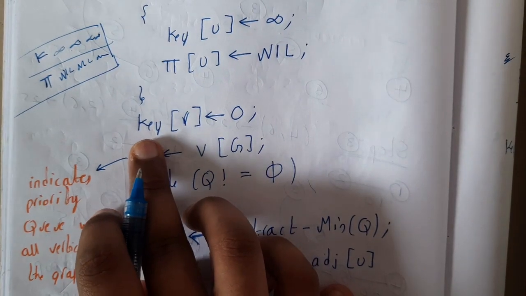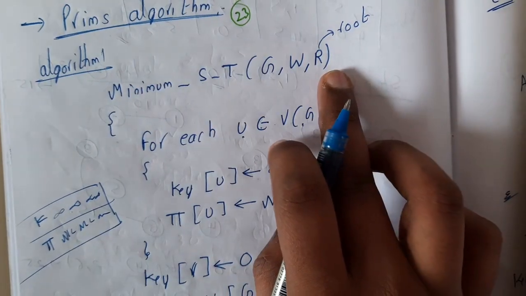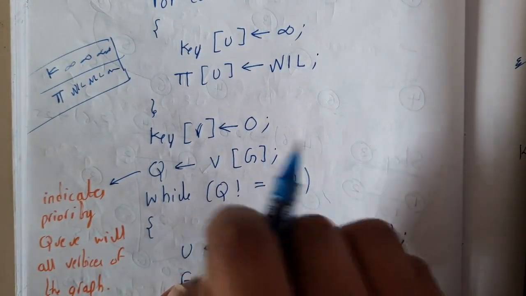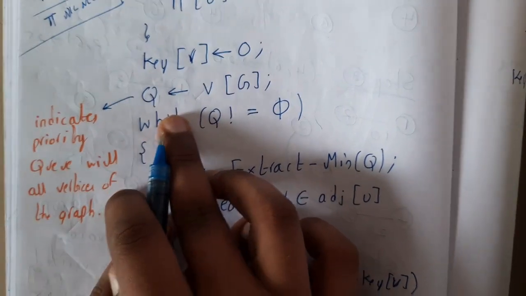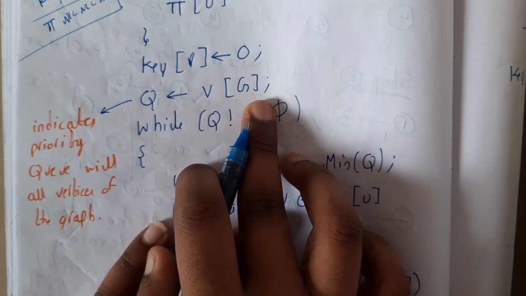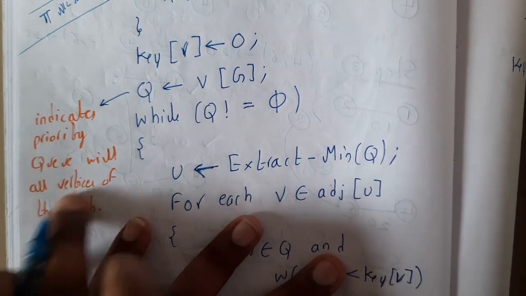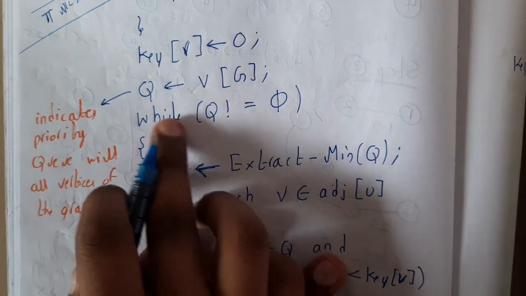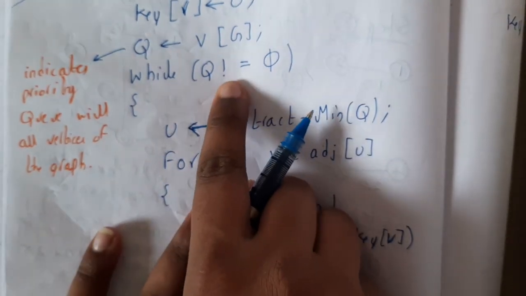Okay, so initially I'll be initializing key of r equal to 0. R is nothing but our root. So initially the root cost will always be 0, right, to itself. That is the reason why I made it 0. Then I will be inserting all the vertices of the graph into a priority queue. So initially this queue has all the vertices. We will be continuing the process until the queue is empty.